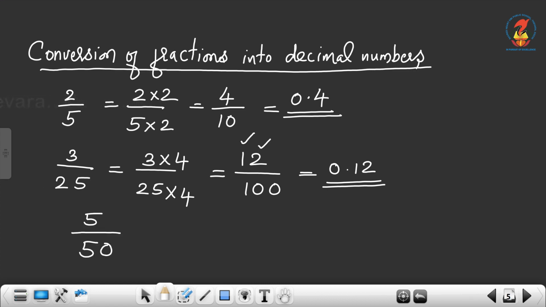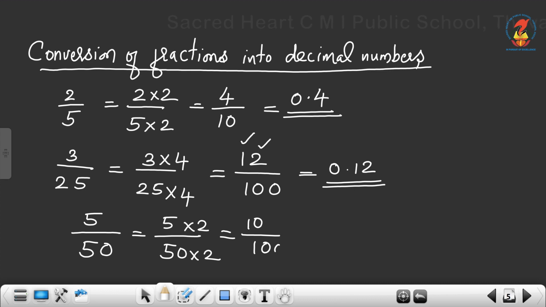5 by 50. How to find out the decimal form? So 50 you have to change it into 100. How we can change it into 100? So you have to multiply both the numerator and denominator by 2. So we will get it as 10 by 100. So 10 by 100 is a decimal fraction. So we can find out the corresponding decimal form 0.10.